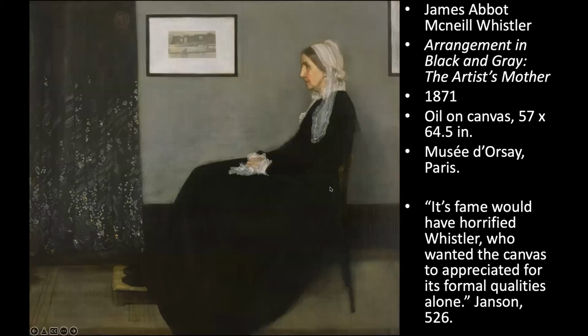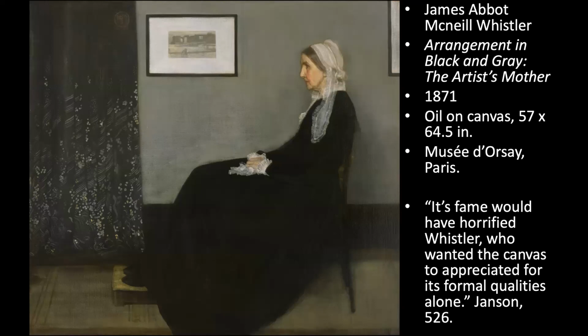So Whistler, if you've heard of him, this is most likely the piece you've heard of. And how you've heard it described is probably Whistler's mother. And Whistler probably wouldn't have liked that. He called it Arrangement in Black and Gray, The Artist's Mother. And so Jansen says its fame would have horrified Whistler, who wanted the canvas to be appreciated for its formal qualities alone.